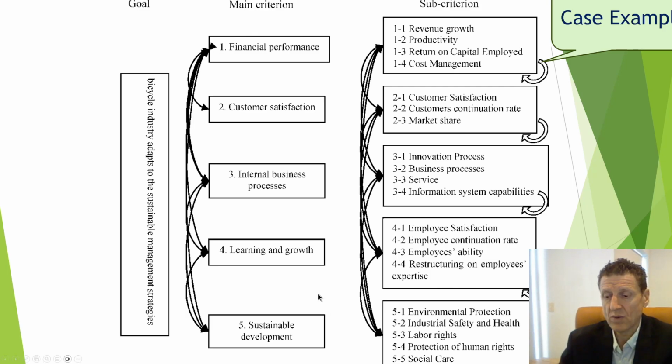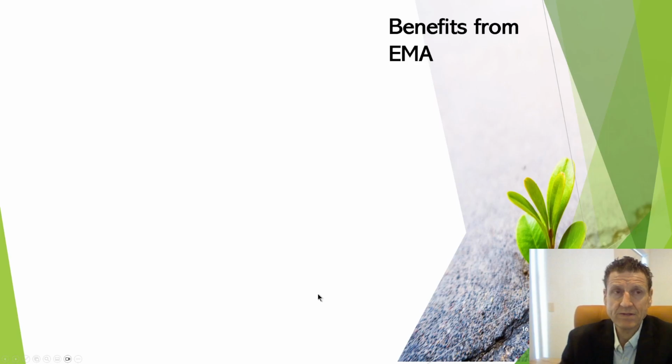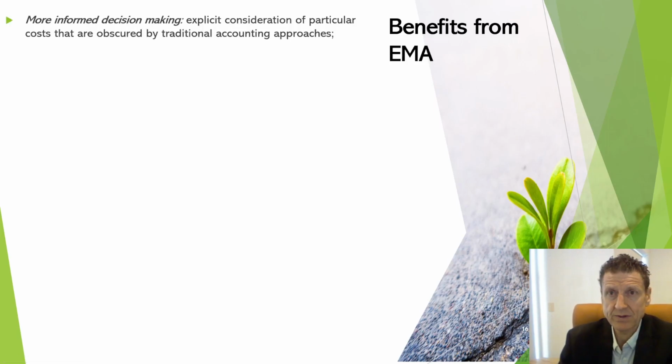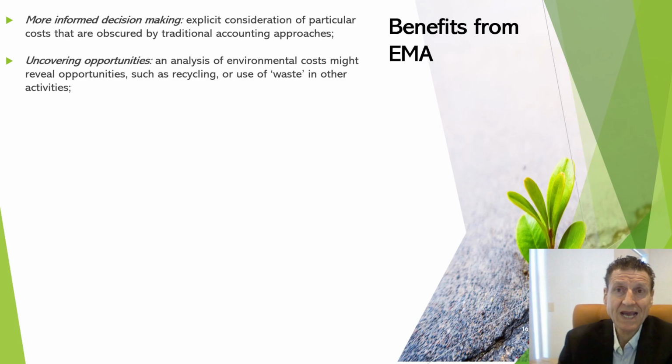Wow, that's wonderful. So there are the different things that we have taken you through, but here are the benefits of environmental management accounting. More informed decision making, that's what we want. We want better decision making, and that's not going to come from the profit and loss and balance sheet. We're going to uncover opportunities, because we might find that we can do recycling or use of waste in other activities, because now we're measuring it in more detail.